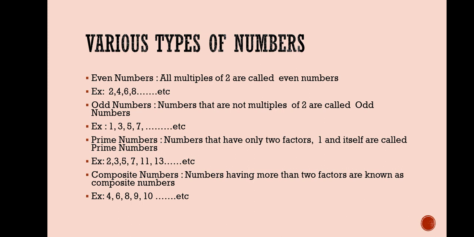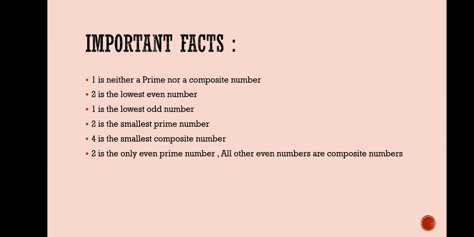Composite numbers means the numbers that have more than 2 factors. Examples: 4, 6, 8, 9, 10, etc. These are the numbers that have more than 2 factors. Some important facts to remember.